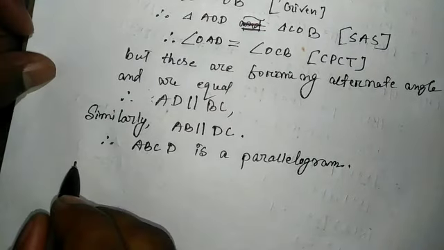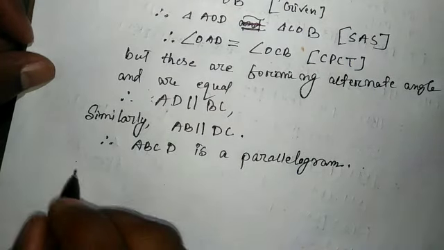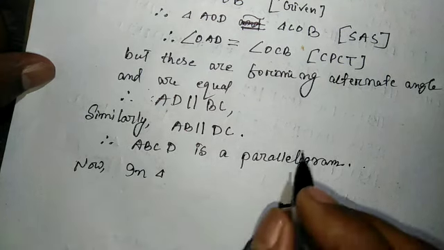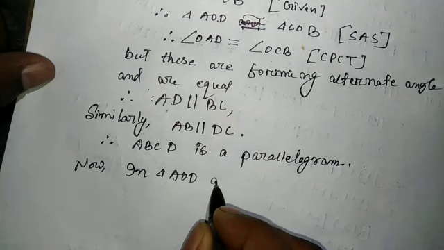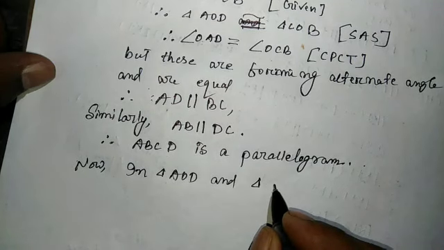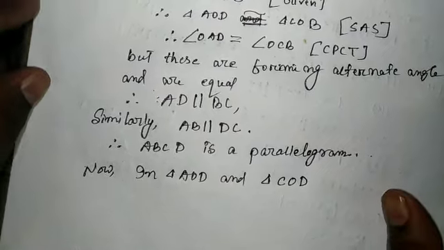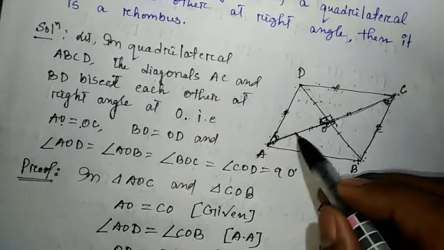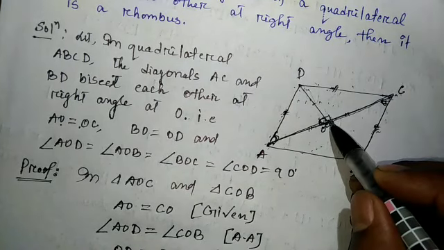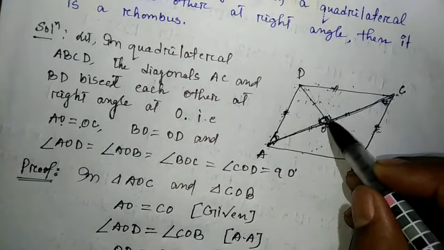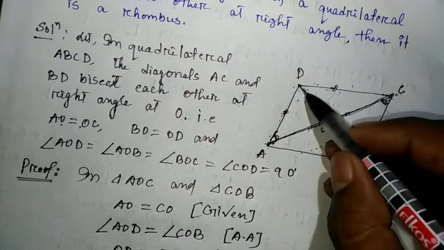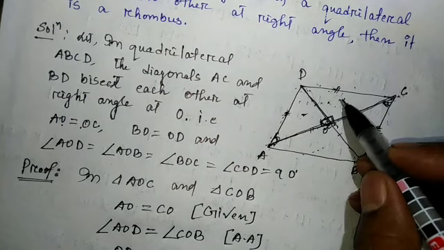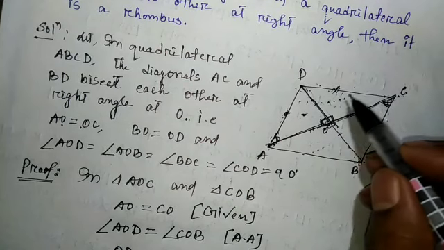Now in triangle AOD and triangle COD, see, in these two triangles, AO is equal to CO. These two angles are right angles, and this is the common side. So these two triangles become congruent. When they become congruent, these two sides will be equal.